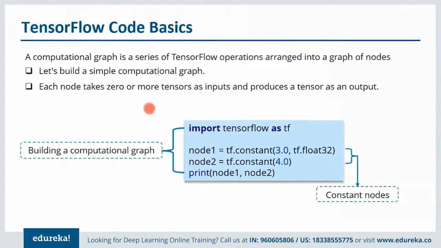So basically we have built a computational graph, and in this graph each node takes 0 or more tensors as inputs and produces a tensor as an output. One type of node is a constant, which I've told you about earlier as well. These TensorFlow constants take no inputs and output a value which is stored internally. Now I'll actually execute this in my PyCharm, so for that I'll open it.